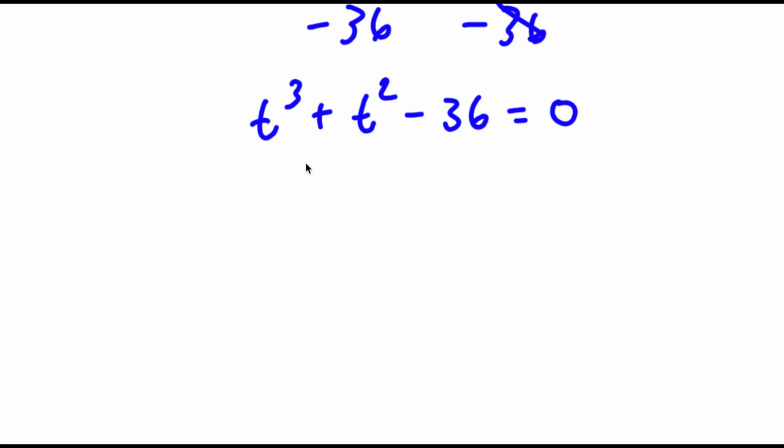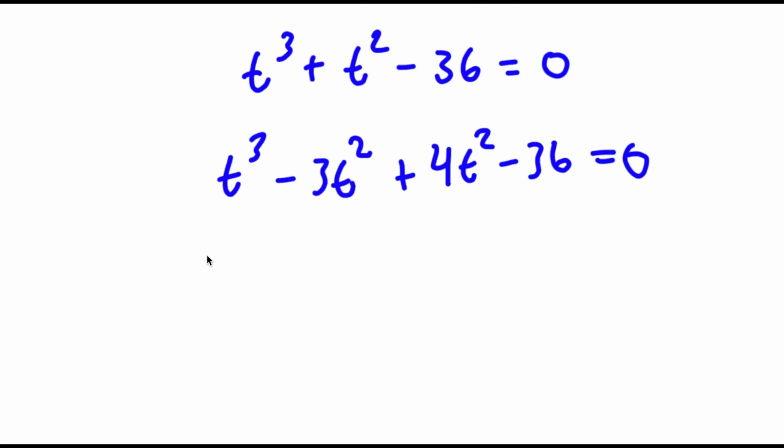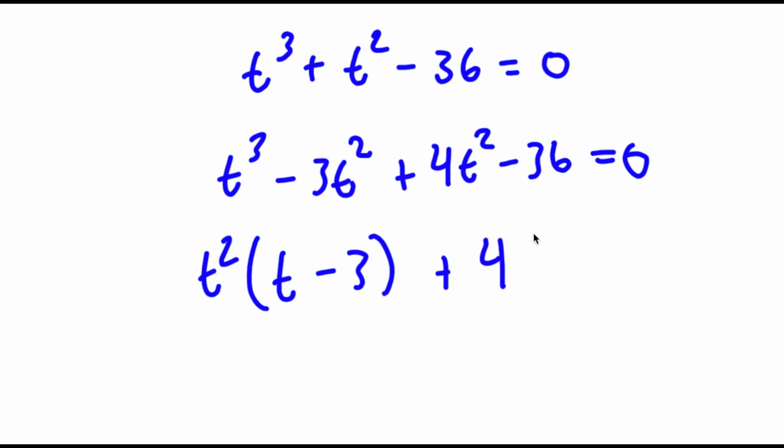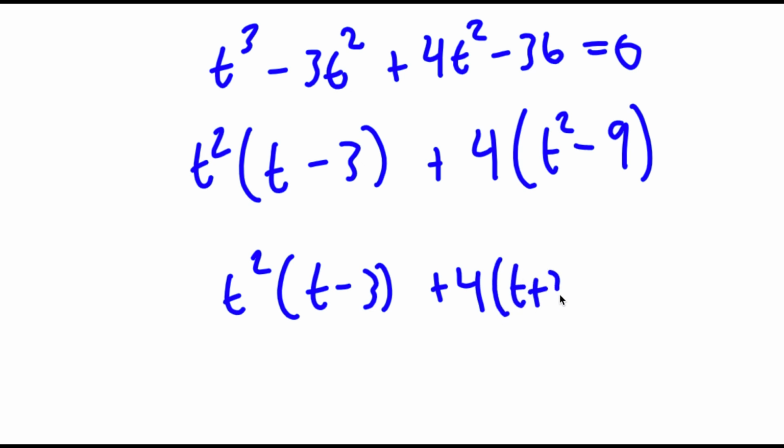So what I'm going to do is, from here, rewrite this as t to the power of 3 minus 3t squared plus 4t squared minus 36 is equal to 0. And now, if I factor out t squared from t to the power of 3 minus 3t squared, I get t squared times t minus 3, plus now I have 4 times t squared minus 9. Now, this is the same thing as t squared times t minus 3 plus 4 times t plus 3 times t minus 3 is equal to 0.